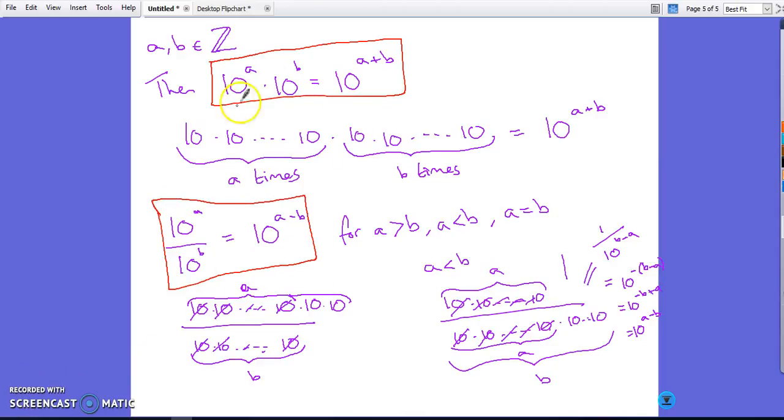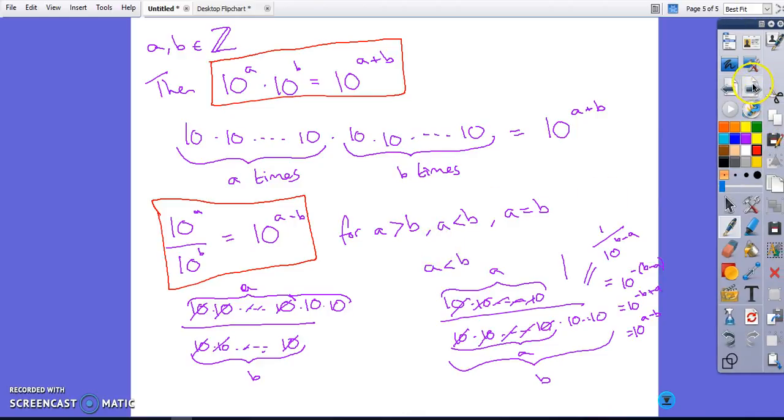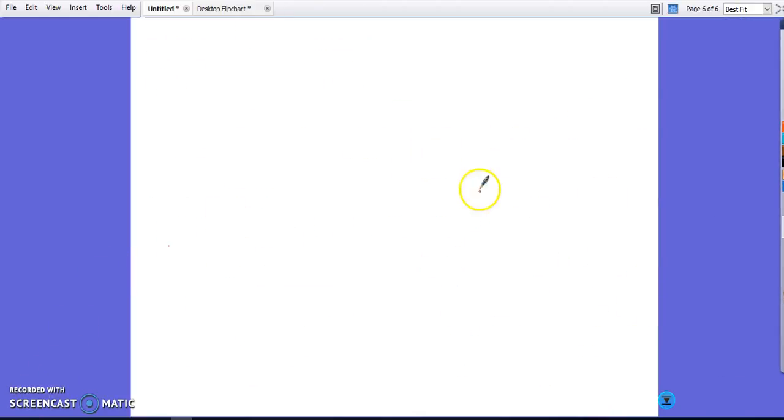And these conventions are used within science to be able to express large and small numbers. So sometimes in science we have extremely large or extremely small numbers. For example, the Earth is 93 million miles from the Sun.